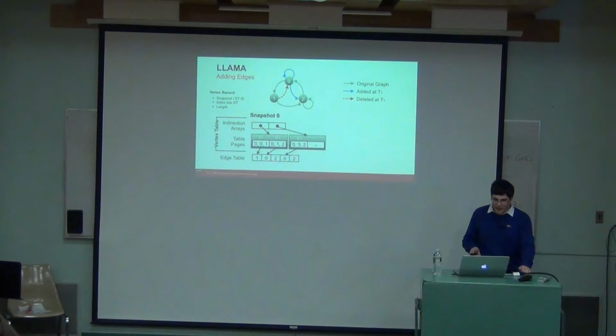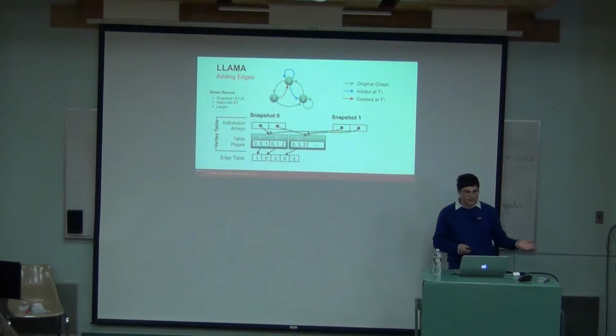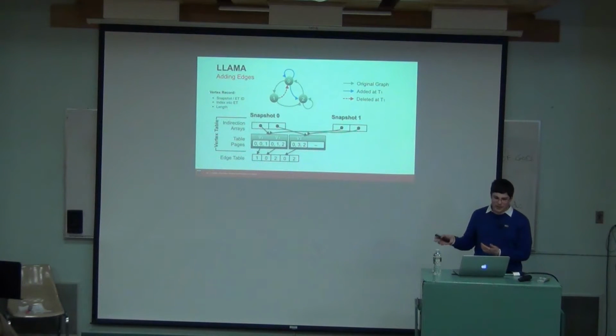Now let's add 2 edges to vertex 0 and remove an edge from vertex 1. So let's see how we do this. First you create another snapshot. You do that by again duplicating the indirection table. And now snapshot 0 and snapshot 1 are identical. Now we're going to process the vertices in ID order. And this is actually important to preserve some of the good properties of CSR.